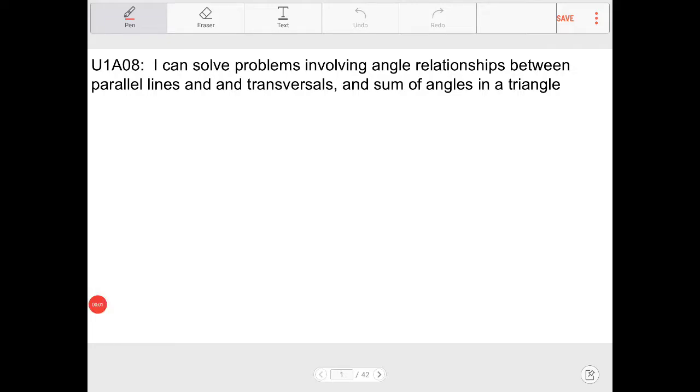Hello students, this is lesson U1A08. Hopefully by the end of the lesson you should be able to say I can solve problems involving angle relationships between parallel lines cut by a transversal and sum of angles in a triangle.